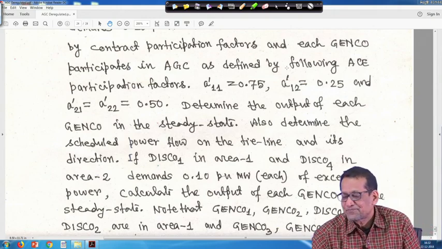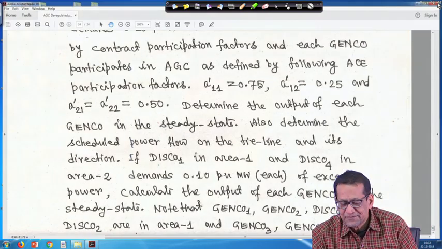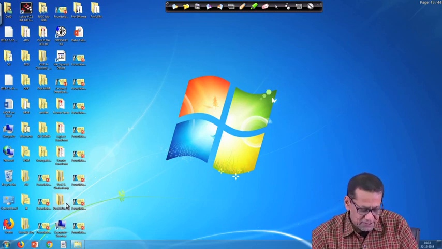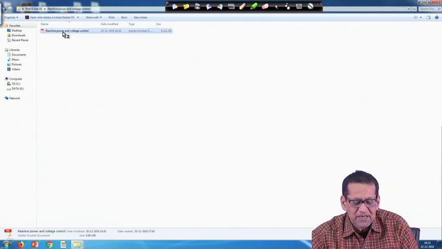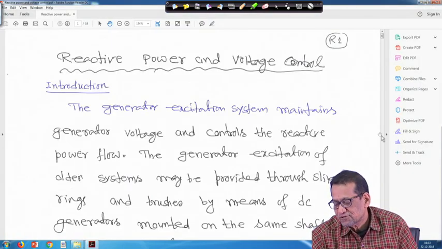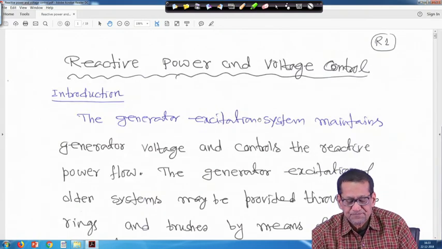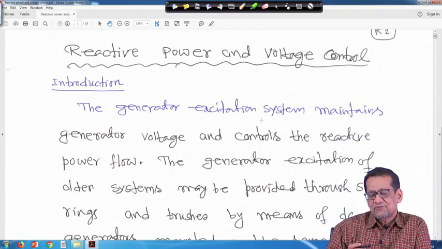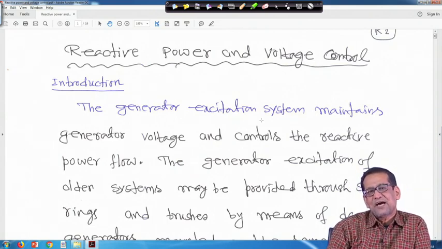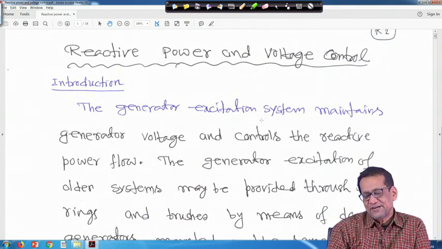And so, next we will move to a little bit on reactive power and voltage control, but we will not try to couple it, if time permits I will see.